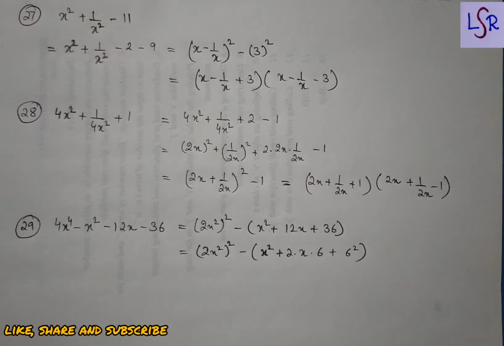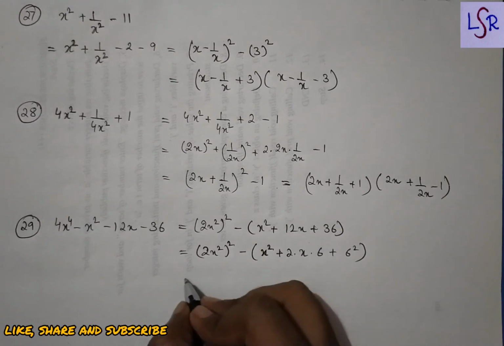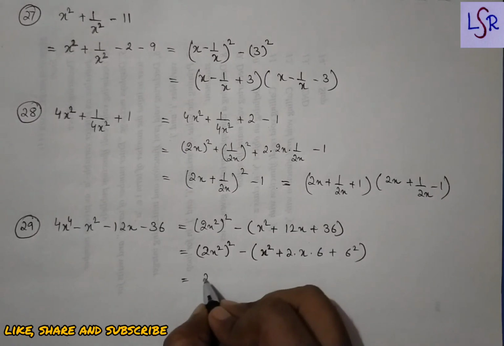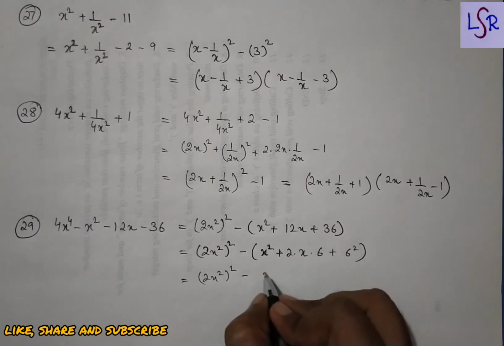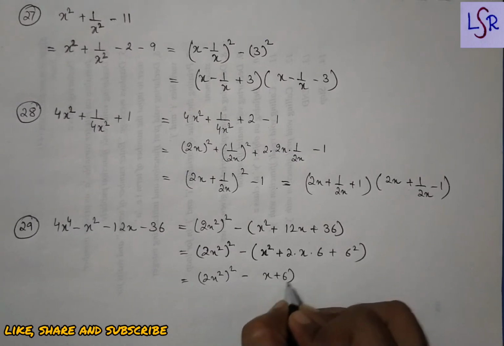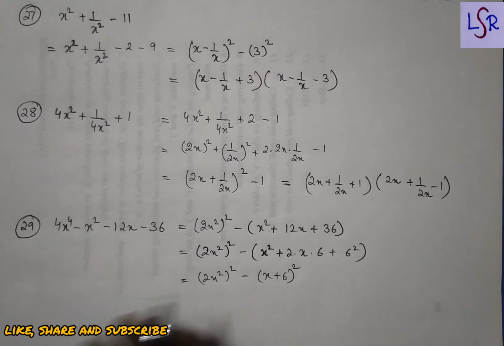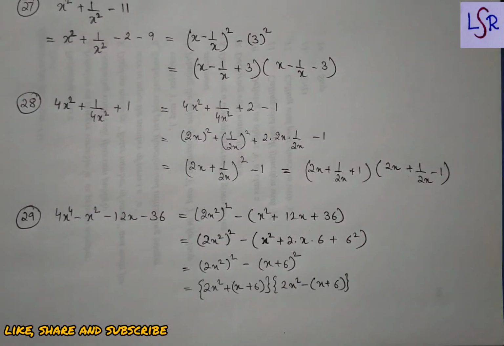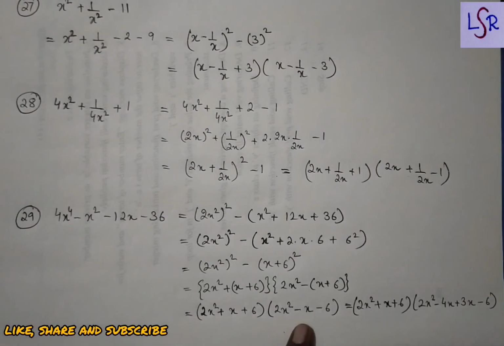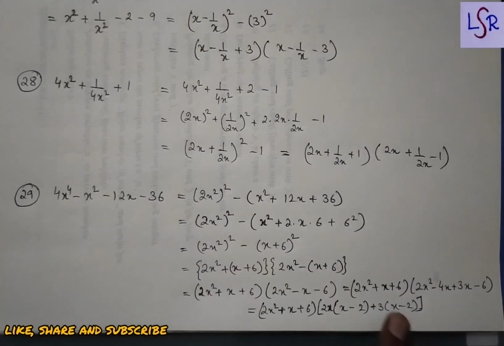Then this can be written as 2x, this is just copied, and this will be written as x plus 6 to the whole square, and now they are in the form of squares. Now we are going to open the bracket, and we have got this expression. But here we can split this one in the form of this one. Then we have taken 2x common from these two and 3 common from these two, and finally we get this.